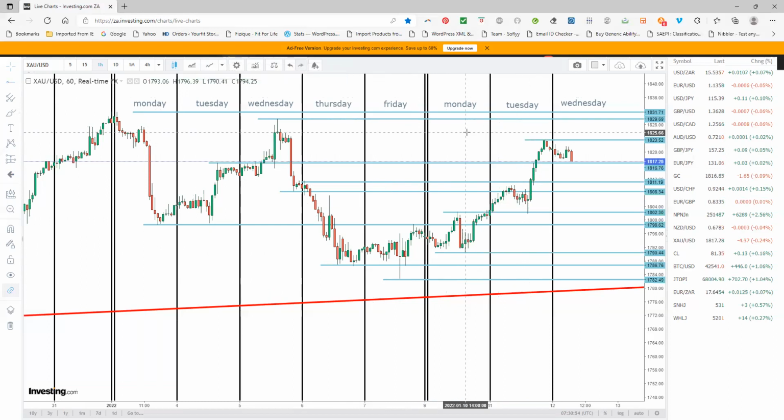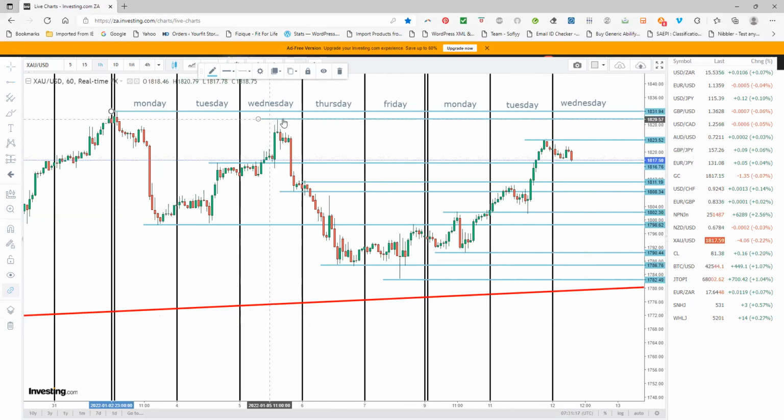All right, so what am I doing? I've drawn the whole of last week's and the whole of this week's lows and highs. I have to touch it. If I look at Monday's high, price hasn't got there yet on gold.